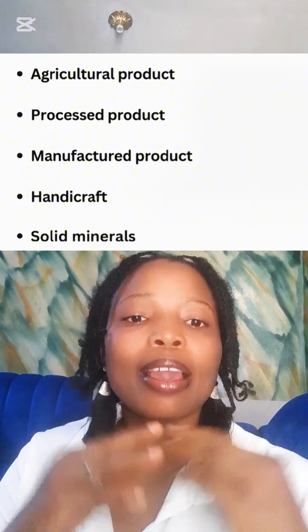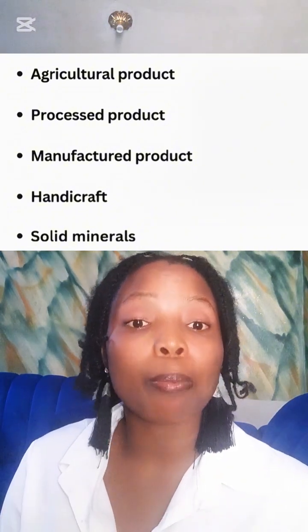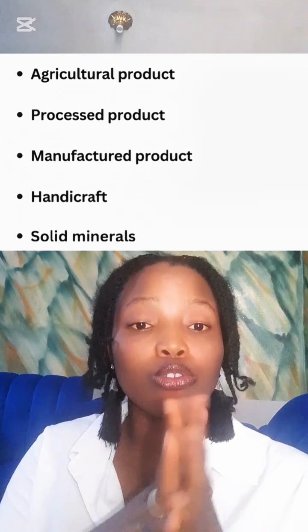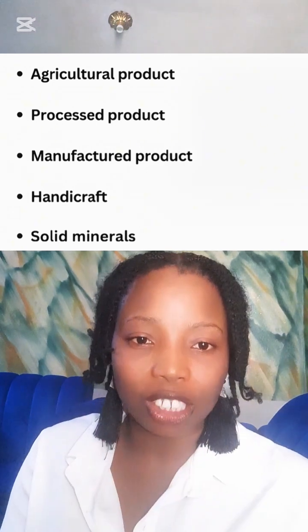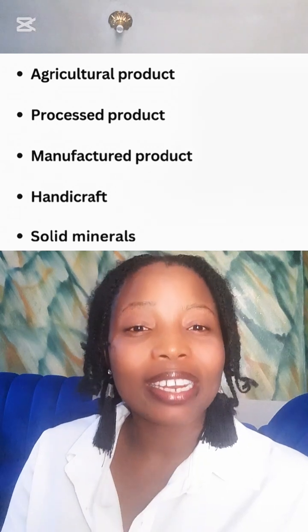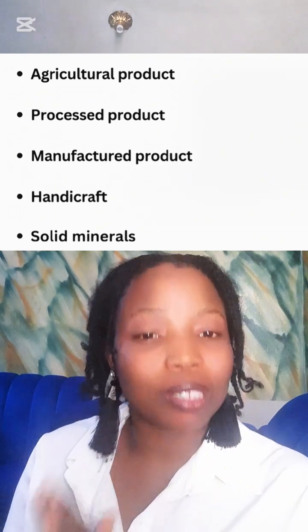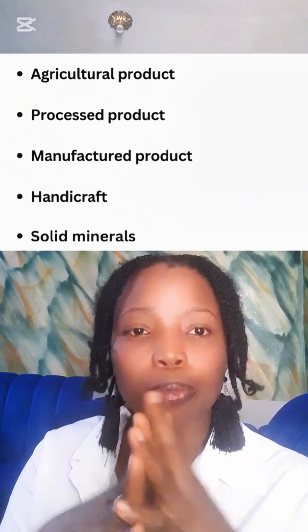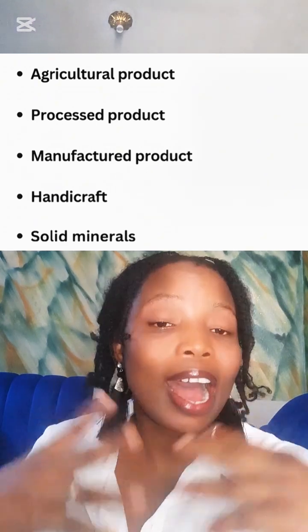Number two is processed products. These are products you process by yourself. Let's take for instance ginger that you dried and ground and packaged, or garri that you harvested and you process it and package. There are people that sell only processed products. They process the products by themselves and sell.